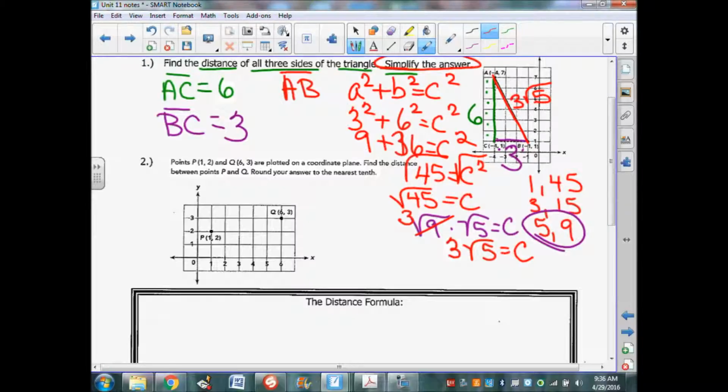That's the length of that side. That's how long it is. So two of the sides we could get just by counting, 6 and 3, and then the hypotenuse we had to use Pythagorean theorem.